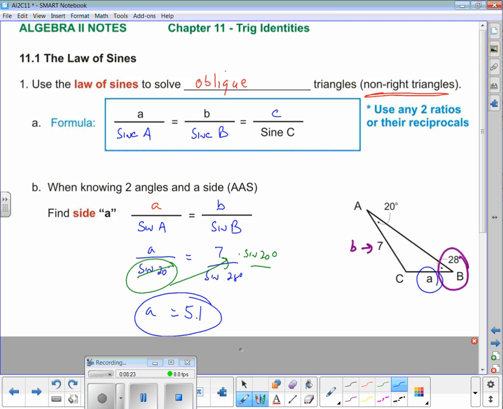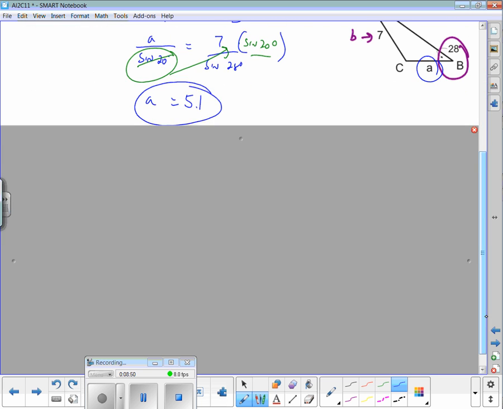Okay, so again, if you can't get it yet, pause the video. Remember, what are you doing? You're multiplying 7 times the sine of 20. Now remember, you can't go 7 times 20 and hit the sine button. Sine 20 is its own entity. So 7 times the sine of 20, then that quantity has to be divided by the sine of 28 degrees. All right, keep playing with it until you get it. Let's go to the second example here.